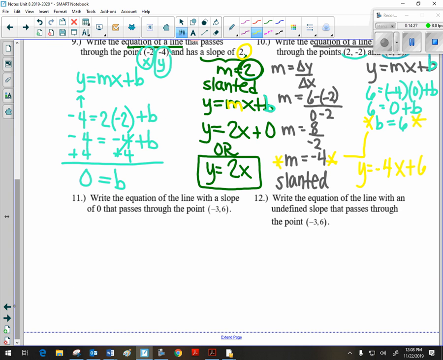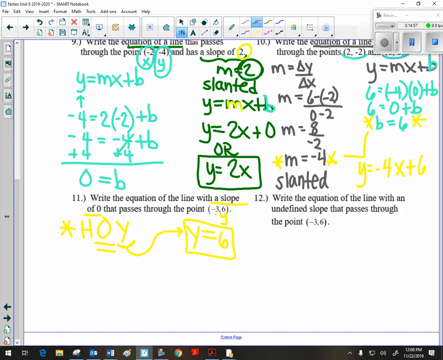Number 11, write the equation of a line with a, here's the key thing, slope of 0. As soon as you hear slope of 0, it means that you have a HOY line. If it's a HOY line, the only letter you see in the equation is y. So it's going to say y equals, and then I look to the point to say which of those two is the y value. Well, we know the second one is y. So in this case, y equals 6. That's the equation of our line.